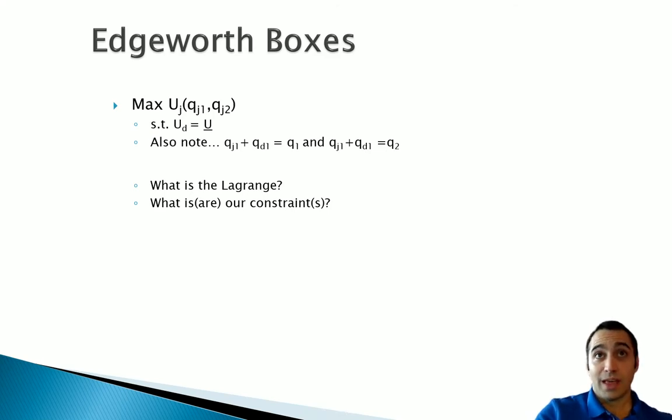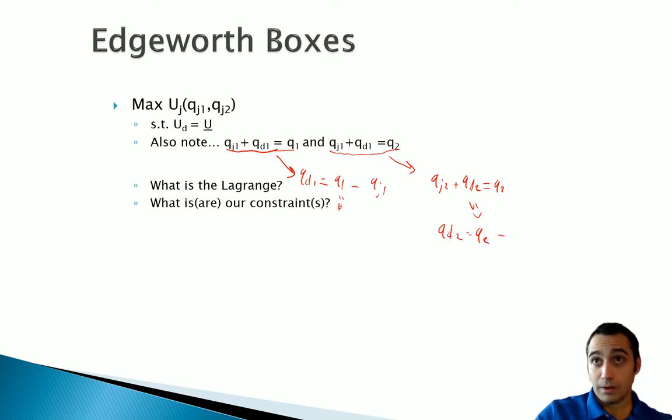So note we should actually have these 2 constraints. You will note, however, that these constraints can be rewritten. That is, you'll note that QD1 equals Q1, that's a number, minus QJ1, i.e. as well, QJ2 plus QD2 equals Q2 implies QD2 equals Q2 minus QJ2.